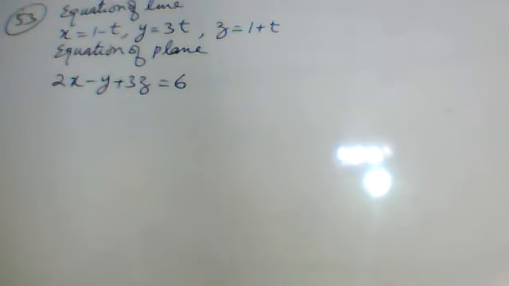We have to find the point of intersection. That means the point where the line is intersecting the plane. We have to find that point, the coordinates of the point.